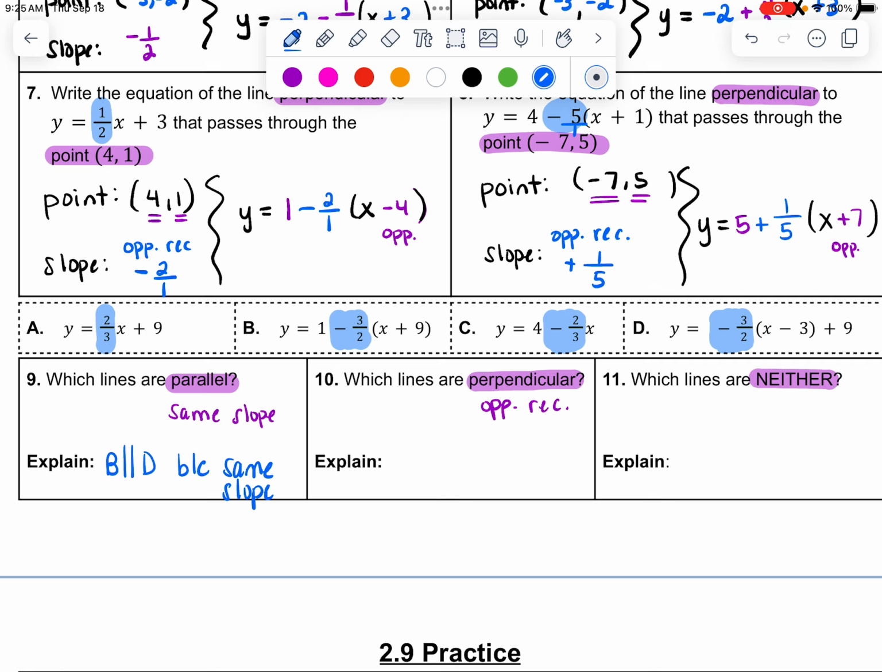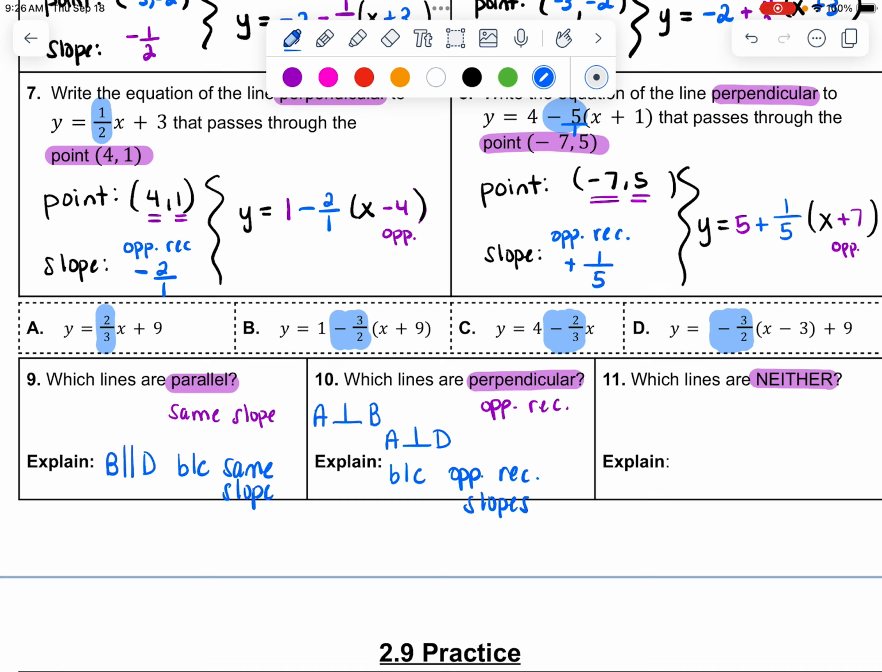If I say which lines are perpendicular, I'm looking for lines where the fractions are flipped and one's positive and one's negative. So an example would be like A, which is perpendicular to B. The fractions are flipped, one's positive, one's negative. We could also say that A was perpendicular to D. Their fractions are also flipped and one's positive and one's negative. And we would say because they have opposite reciprocal slopes.